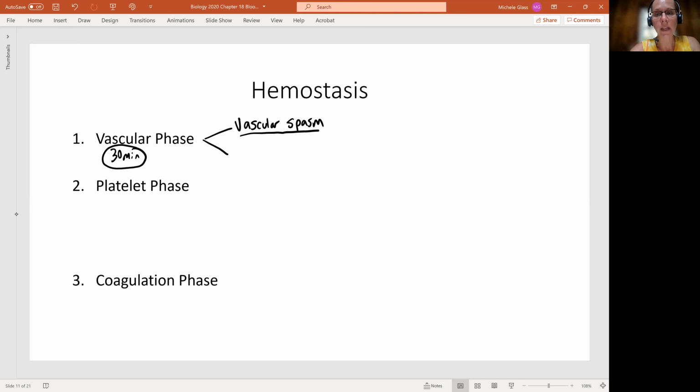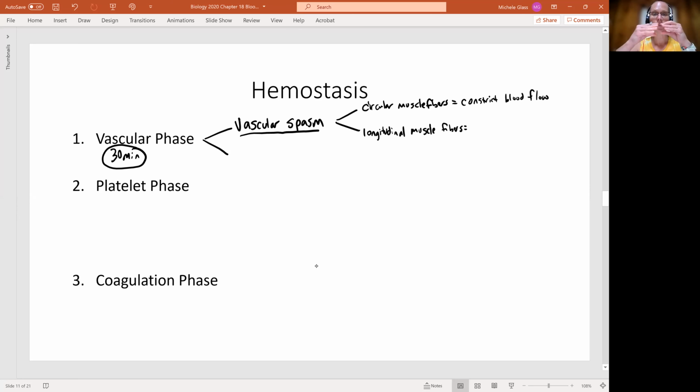There are 2 shapes of smooth muscle that make up the blood vessel. So we get circular muscle fibers. So the circular muscle fibers, when they contract, they're going to constrict the blood flow. And then you're going to have a set of longitudinal muscle fibers, and when they contract, they kind of pull those broken pieces of the blood vessel deeper into the tissue. So we can say draw vessel deep into tissue.